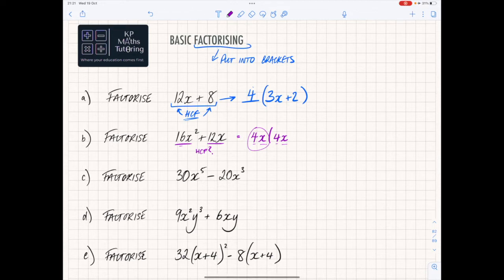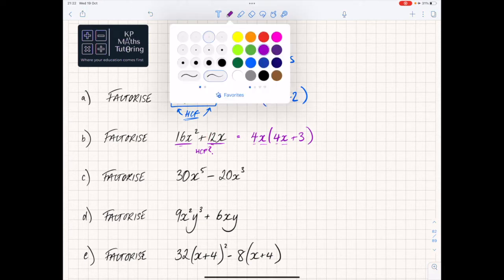Then, how do I get 4x to 12x? Times by 3. Now, you don't put an x there, because if I was to put an x there, this would make this part squared, because you'd be doing 4x times 3x, which would be 12x squared, and all I want is just a 12x. Let's look at the next example.